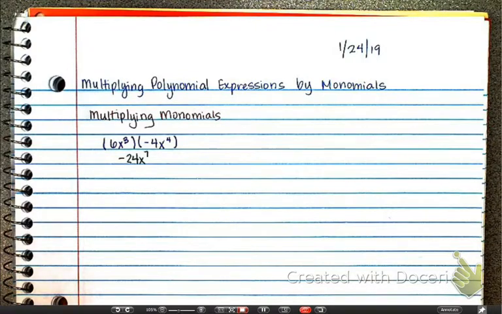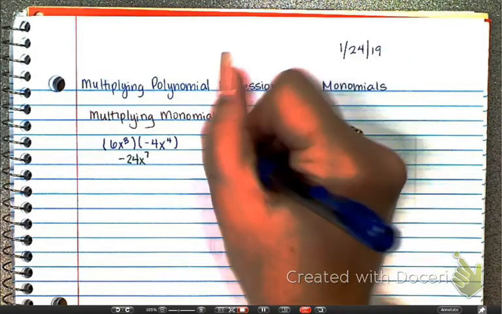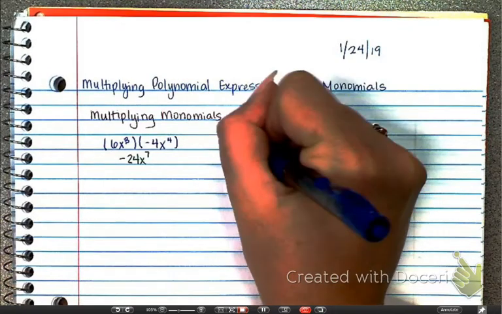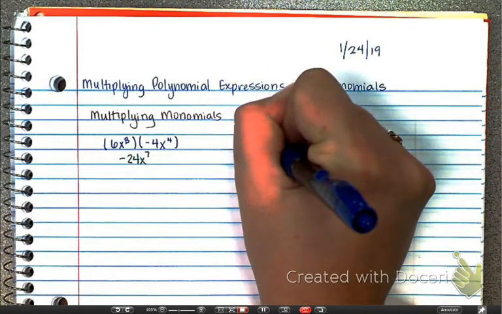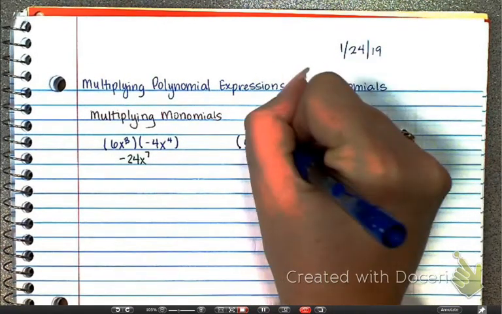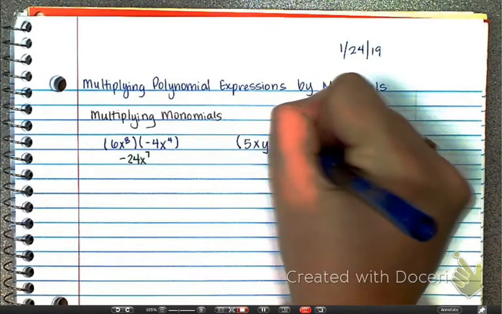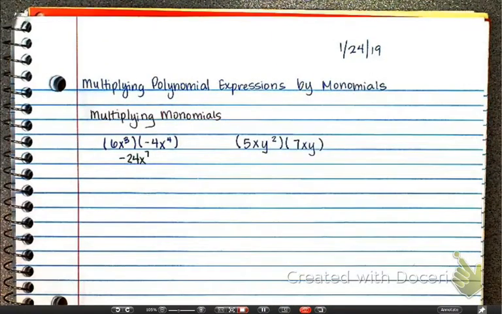Okay, so let's just do one more of those before we get into monomials and polynomials. So how about 5xy squared times 7xy. So again, this follows exponent rules. So see if you and your group can give me an answer for 5xy squared times 7xy.